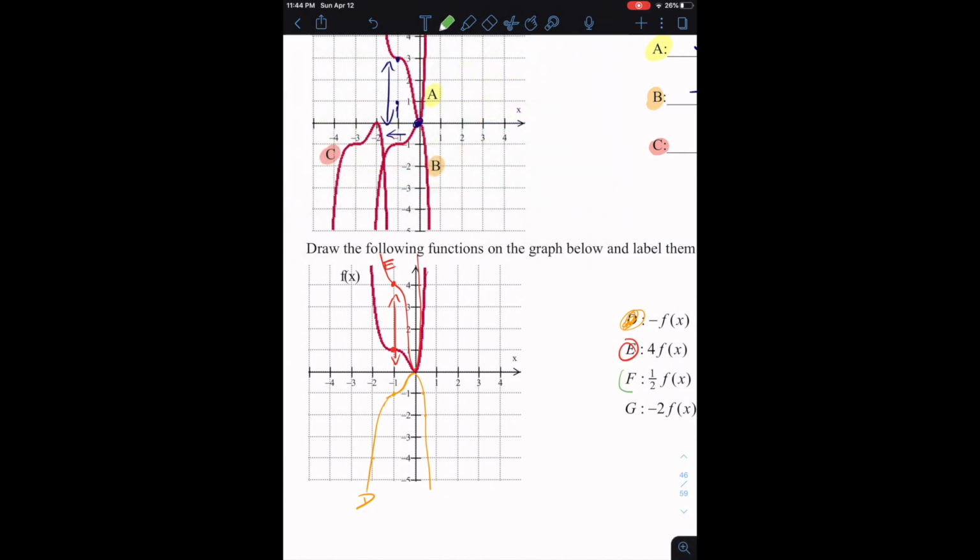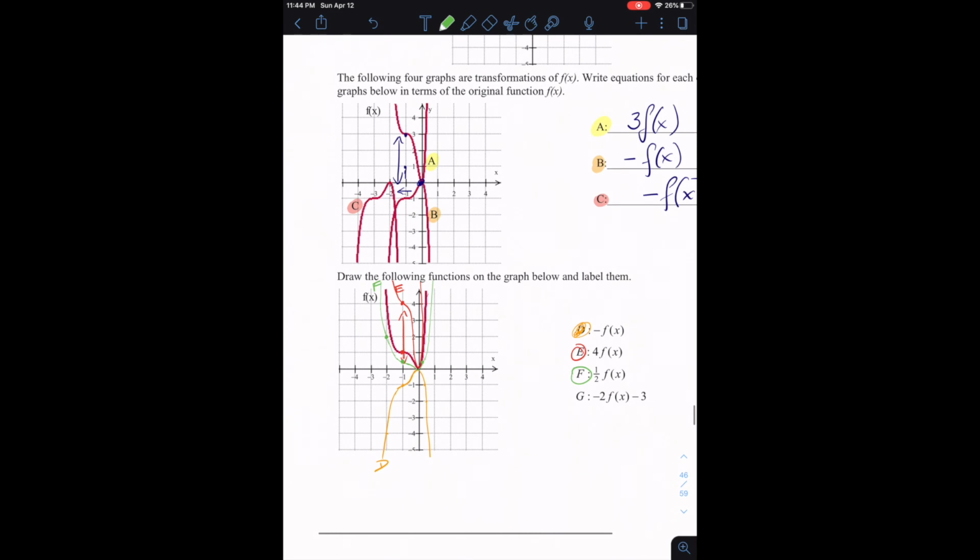All right, how about F? Half. So instead of the value being 1, it's now going to be half. Instead of being 1 here, it's going to be half here. So instead of being 4 there, it's going to be 2. It's going to look similar in shape, but flatter. Okay, by about half. So that would be F.